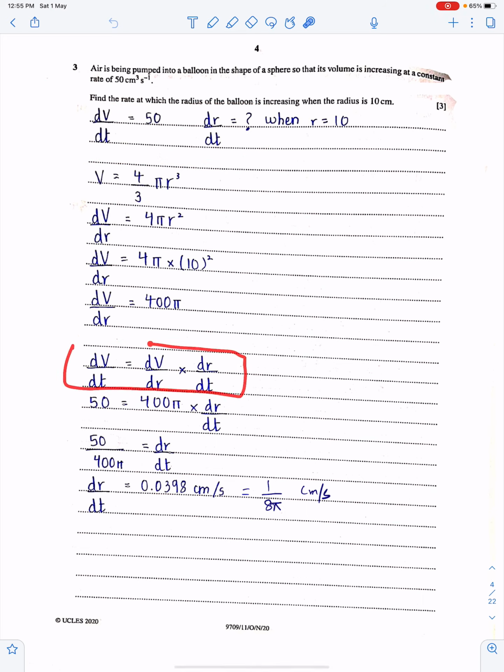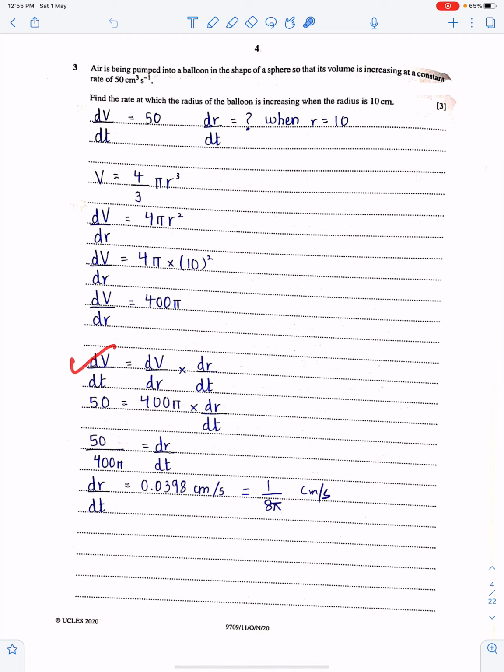So if you observe this formula carefully, then you would see that we have dV upon dt. We are working for dr upon dt. So we just need dV upon dr, and we can easily get dV upon dr by differentiating this V with respect to r. When you differentiate this equation with respect to r, you will get 4 pi r square. And by substituting the value of r here, we can easily get dV upon dr, which is 400 pi.